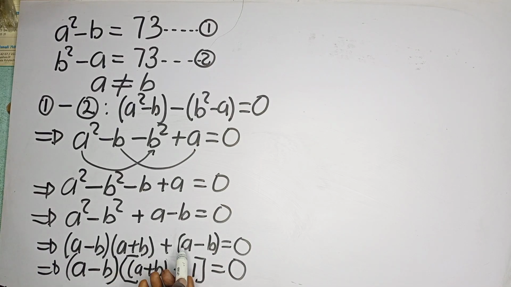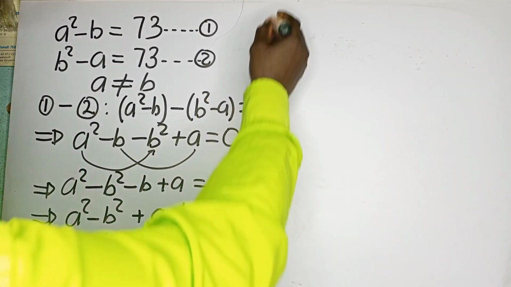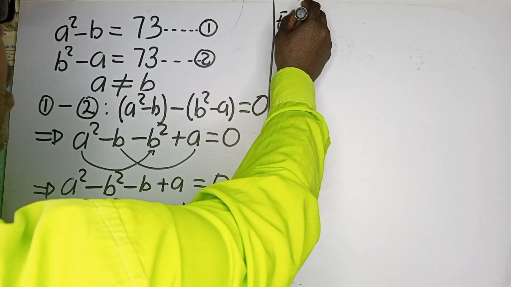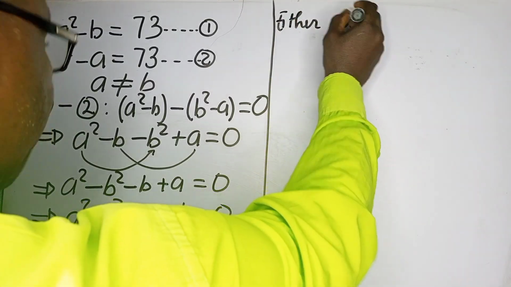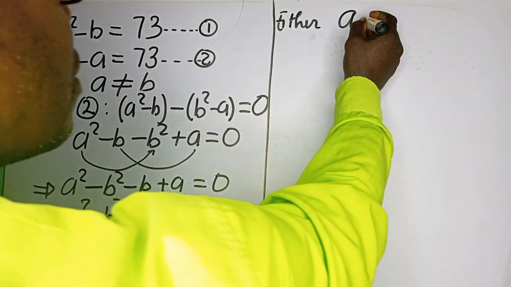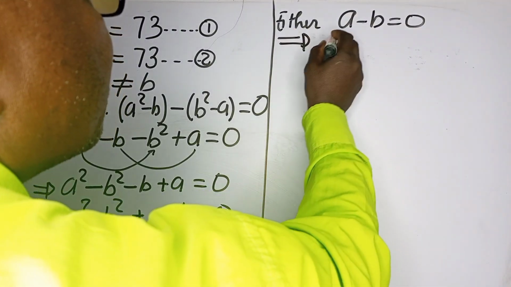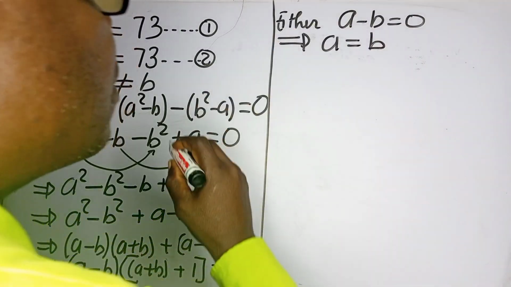Okay, we'll factorize out a minus b. This is a minus b. It is 1 times a minus b. We'll factorize it out. This is what we get. So now at this level, we have the product of two expressions giving us 0. Either this one is 0 or the other expression is 0. So either the first expression a minus b is 0. If that is the case, it means a is equal to b.